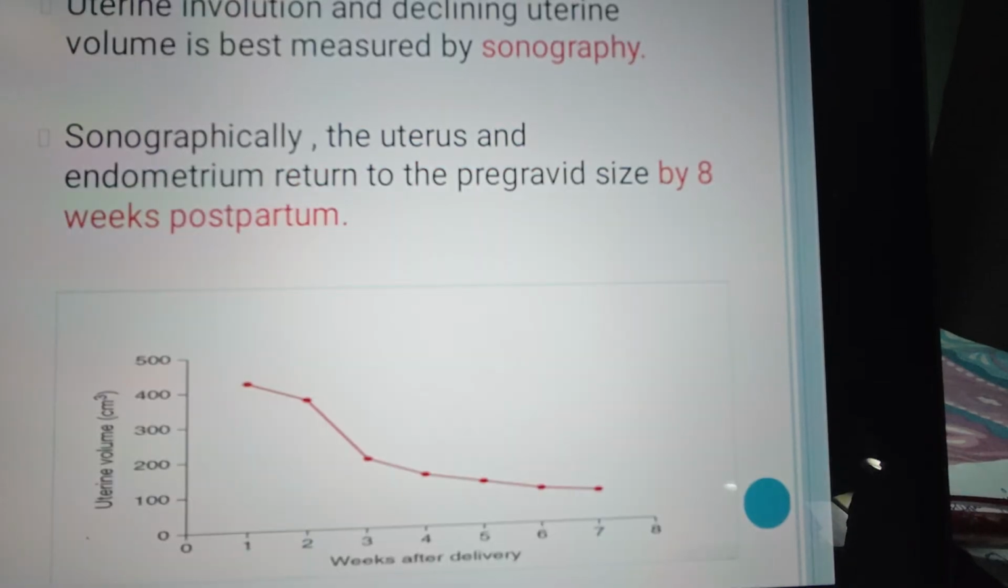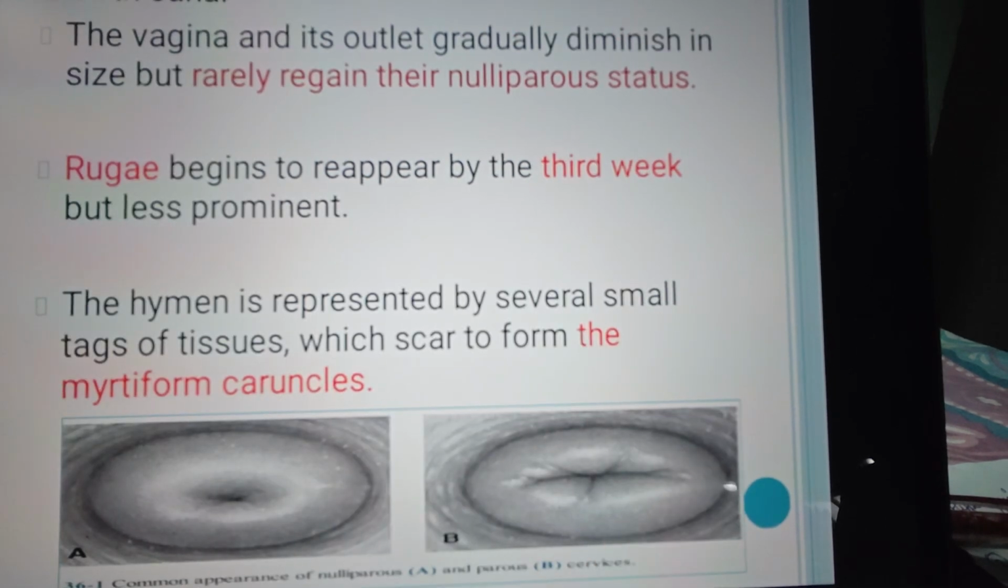So how do we monitor the uterine involution and decline in the uterine volume? It is measured by ultrasonography, and by ultrasonography we can see the uterus and the endometrium. The endometrium returns to pre-gravid size by 8 weeks postpartum, or around 2 months. This is the uterine volume in cubic centimeters, and these are the weeks after delivery. So after 8 weeks, the uterus returns to its pre-gravid size.